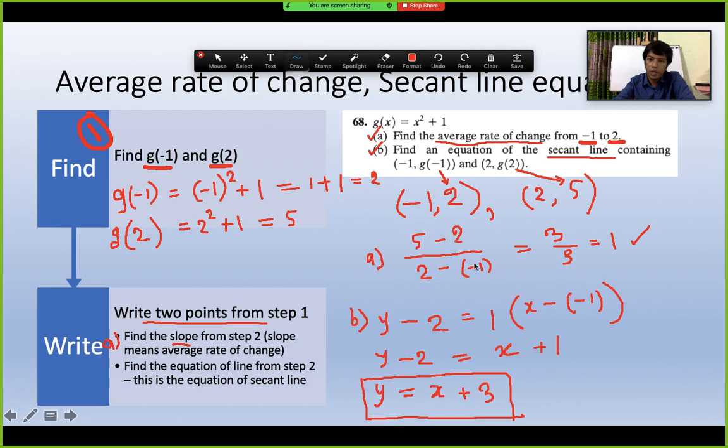So how can we find it out? Once again, let's repeat. First of all, we will put minus 1 in the equation and 2 in the equation. We will do the calculation. We will get 2 points. Then for average rate of change, we will find out the slope, because average rate of change means slope or gradient. They are the same thing. Then find the equation of the line that contains these 2 points. We already have these 2 points. We will find out the equation of the line that connects these 2 points. Okay, so this is how we can deal with this kind of problem.